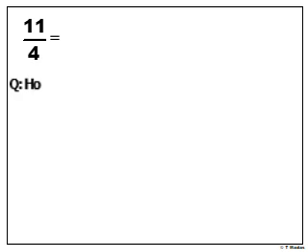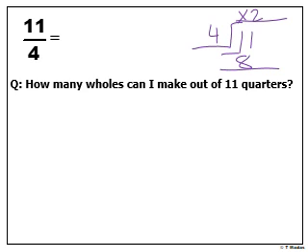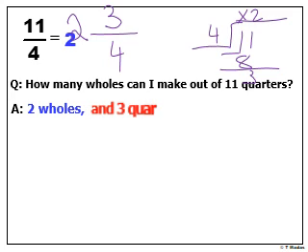11 over 4, it's very easy. You can do 11 divided by 4. It's 4 times 2, which is 8. 11 minus 8, it's 3. So how many wholes do we have? 2. What's the remainder? It's 3 out of 4. So 2 wholes and 3 quarters are left over.